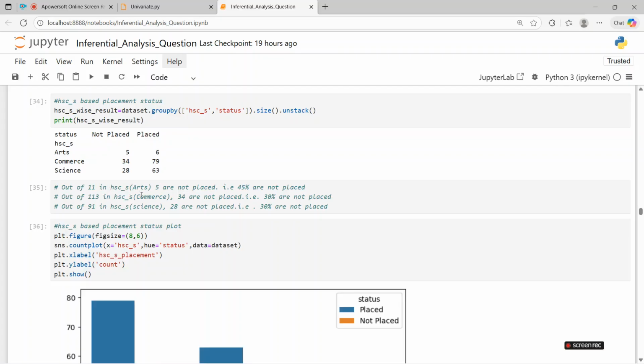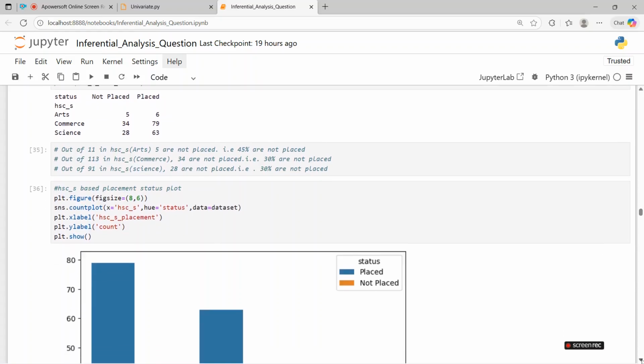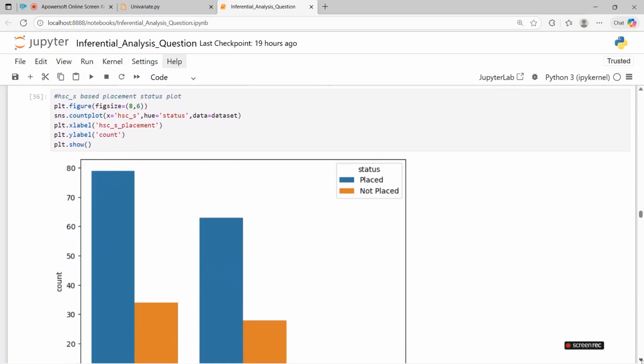So out of 11 in HSCS arts, 5 are not placed. That is 45% are not placed. Out of 113 in HSCS commerce, 34 are not placed. That is 30% are not placed. Out of 91 in HSCS science, 28 are not placed. That is around 30% are not placed. So we can say that students in HSCS arts are likely not getting placed compared to students in HSCS commerce and HSCS science. So here we have the count plot for the HSCS placement status.